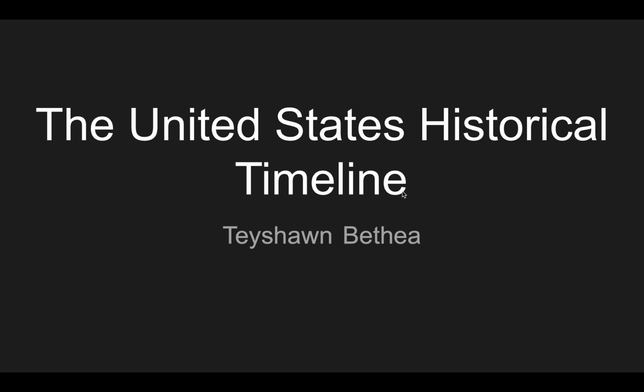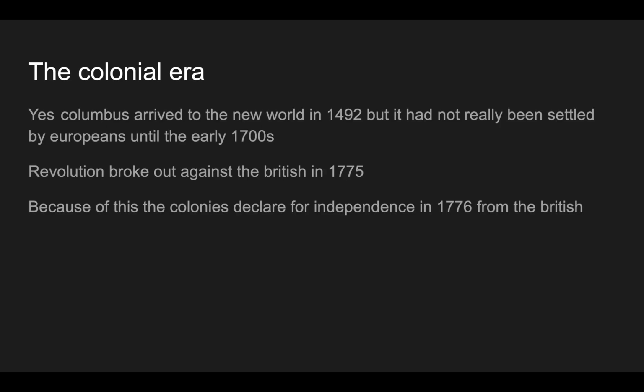United States historical timeline. Really, we'll start off with the colonial era, and it is true that Columbus did find the "New World" in 1492, but really the Europeans didn't settle until about the early 1700s. In between that, revolution broke out with the British because we did not see eye to eye on everything, and because of this, the colonies declared independence in 1776.